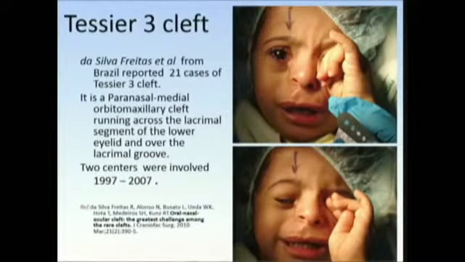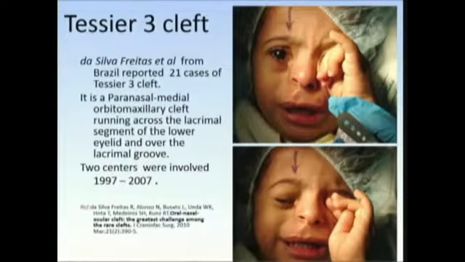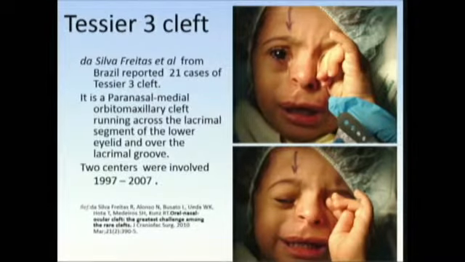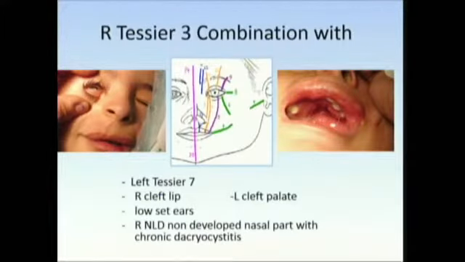This is a little boy that was referred to us from the general plastic department, after they repaired his right cleft palate, and he has this abnormality. You can see that the nose is elevated, the ala, and you can see a band going to the lower lid, dividing it almost full thickness, and it's attached to the globe as well. At that time, we knew also that he had the repair of cleft 7, which comes out from the mouth outwards, and the repair of left cleft palate. So left cleft palate, left cleft 7 of Tessier, right cleft lip, and this situation. This is called Tessier 3 cleft.